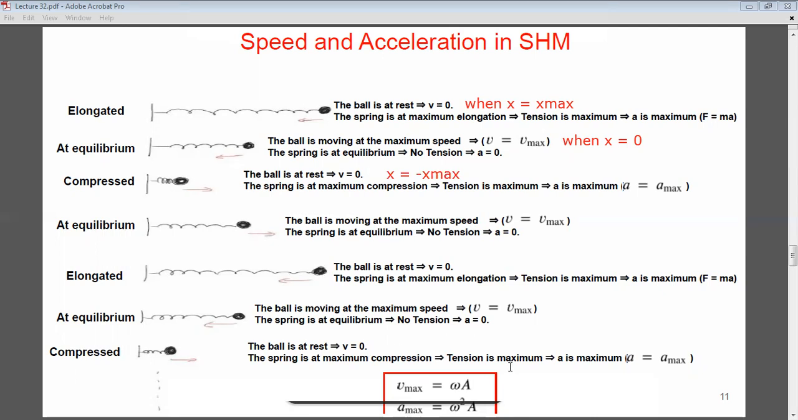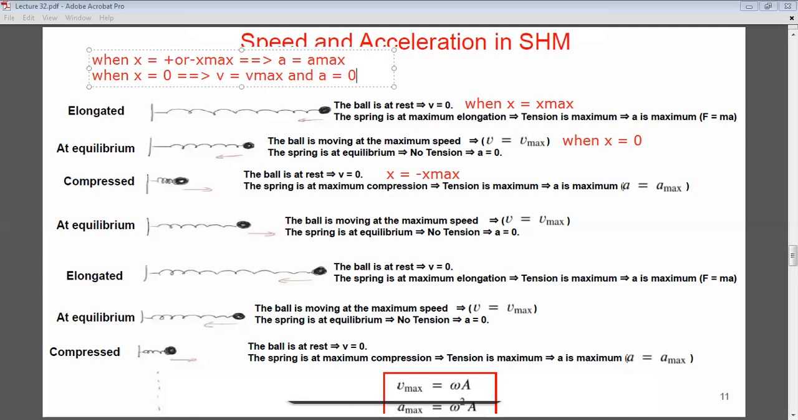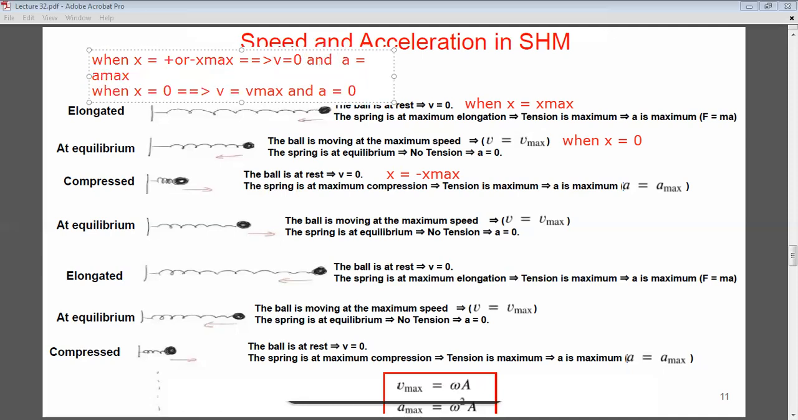Okay, so we find out that when x equal plus or minus x maximum, we have a equal a maximum. Okay, but when x equal 0, we have velocity equal v maximum and a equal to 0. Okay, here we have velocity equal to 0 and a equal to a maximum.